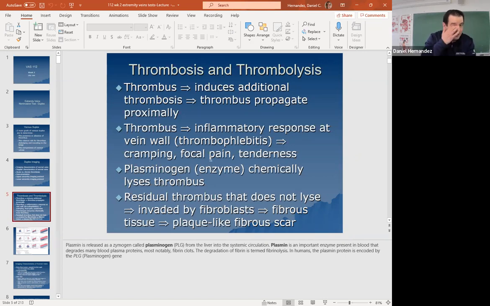So it's nice when the DVT is able to completely disappear and completely break down. But sometimes that's not always the case.